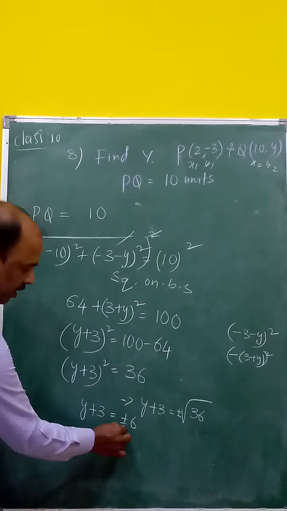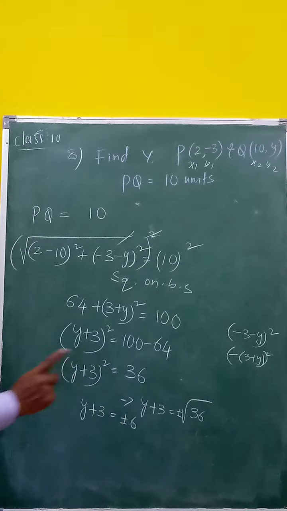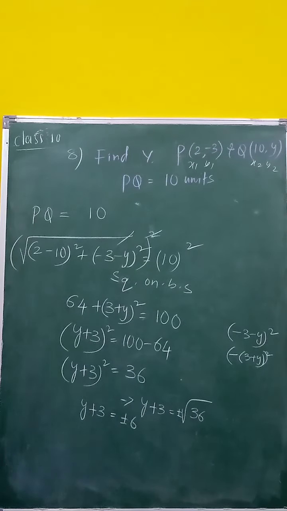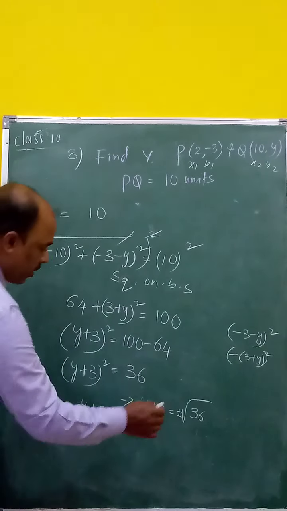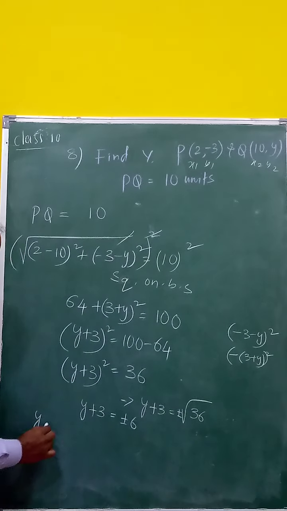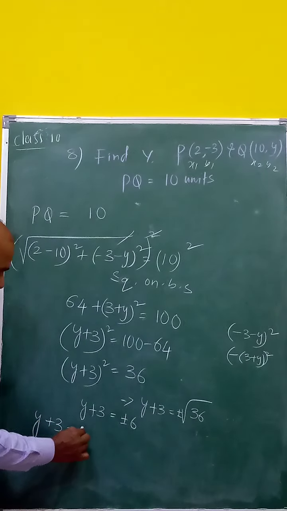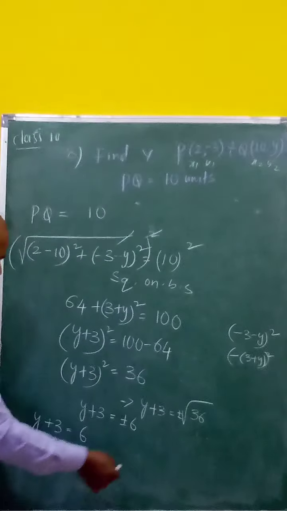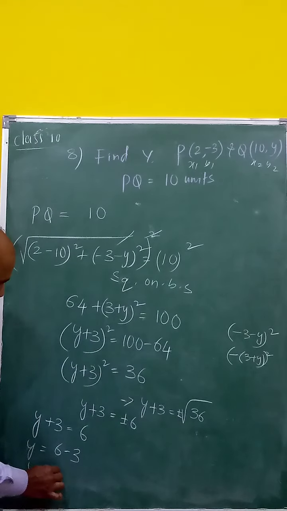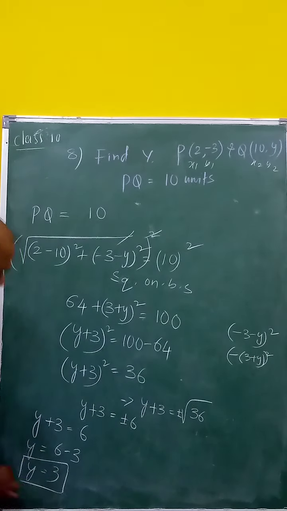Here we got the two values, plus or minus 6, and y will also get two values. Here it is given find the values of y, that's why y also will get two values. First take y plus 3 is equal to plus 6. Then transpose 3 to the right side: 6 minus 3. Then y is equal to 3. First time y is equal to 3.